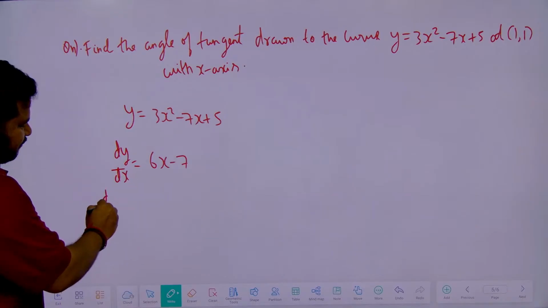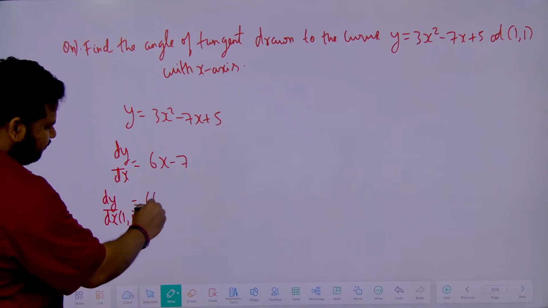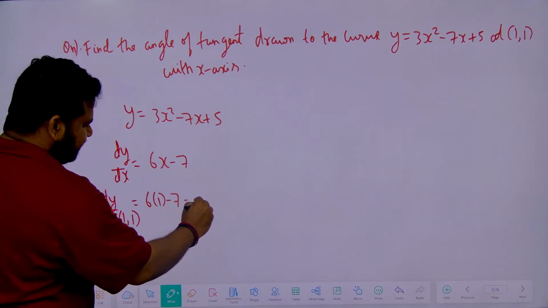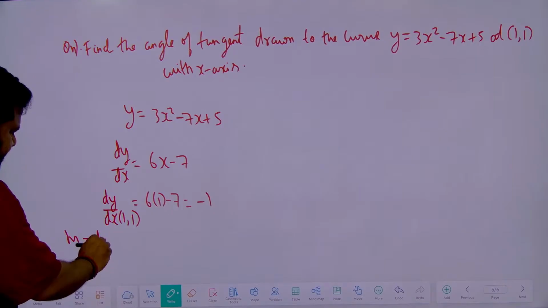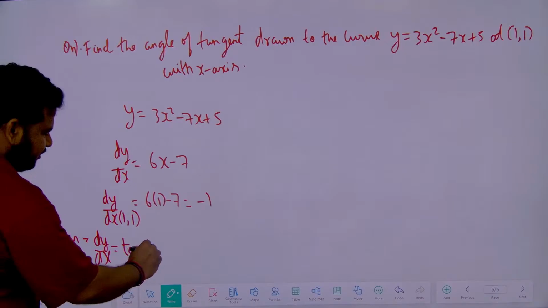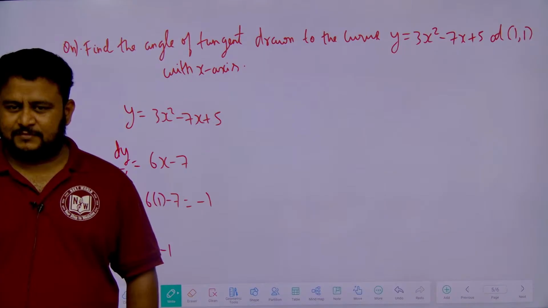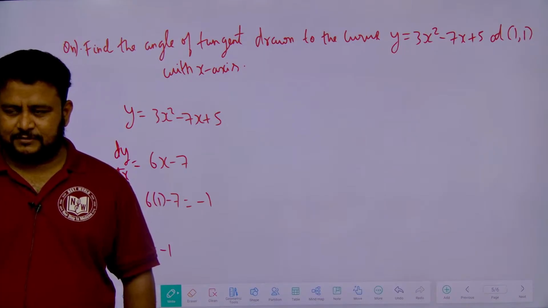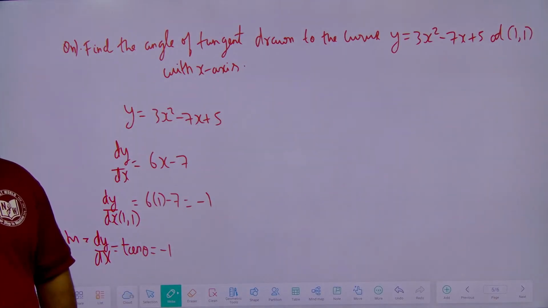6x minus 7. Now I want dy by dx at the point (1, 1). So that is 6 into 1 minus 7, which is minus 1. dy by dx is equal to minus 1. dy by dx is also called tan theta, the slope. So tan theta is minus 1. I told you in yesterday's class itself, if it is pi by 4, the value is plus 1. If it is 3 pi by 4, it is minus 1. So minus 1 means the value of theta will be 3 pi by 4.